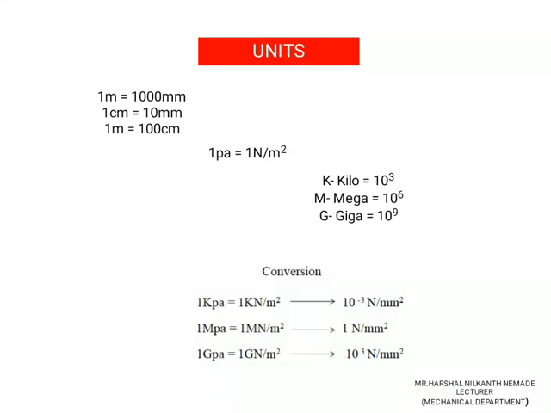Conversion. 1 kilopascal is equal to 1 kilo Newton per meter square, which is converted to Newton per mm square by multiplying by 10 raised to minus 3. 1 megapascal is equal to 1 mega Newton per meter square, which is converted to Newton per mm square by multiplying by 1. 1 gigapascal is equal to 1 giga Newton per meter square, which is converted to Newton per mm square by multiplying by 10 raised to 3.